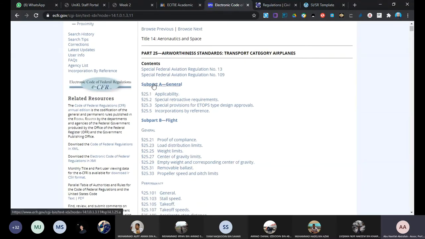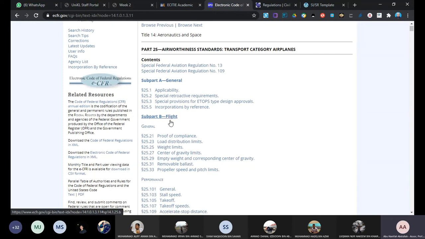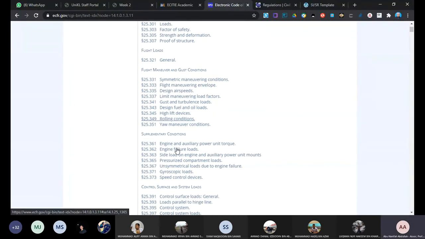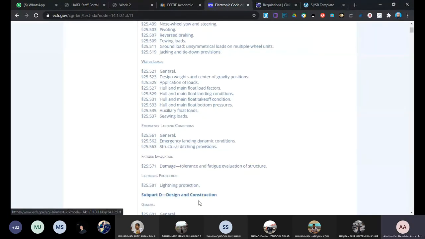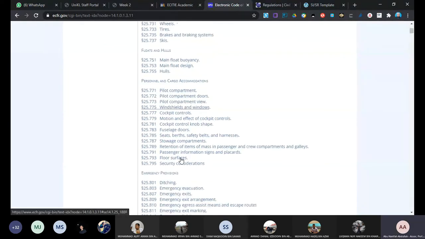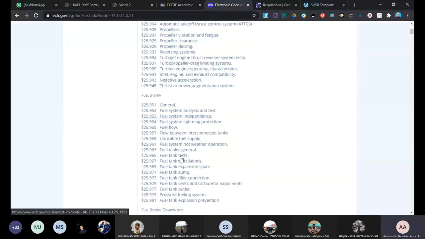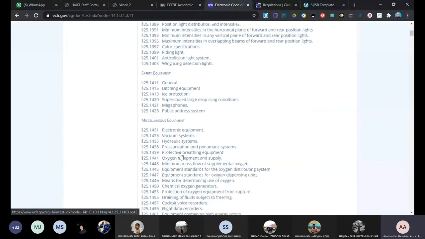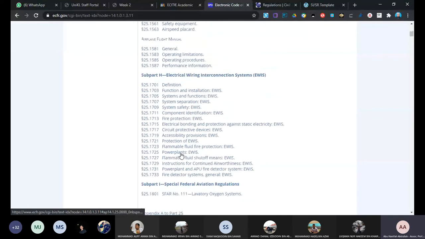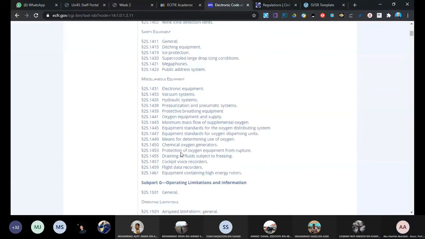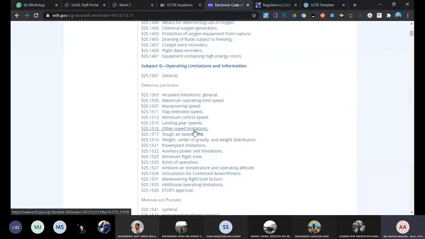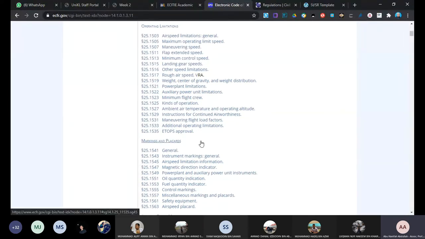And you can see here subpart A general, subpart B flight performance of the aircraft, subpart C is the structure, subpart D is design and construction, subpart E is aircraft power plant, subpart F is aircraft equipment or the avionics electrical system, and subpart G is the documents, operating limitation information documents or the manuals, the flight manuals, everything, marking placards on the aircraft. It's not simply we put it there as we like, because there are requirements you have to put it there.